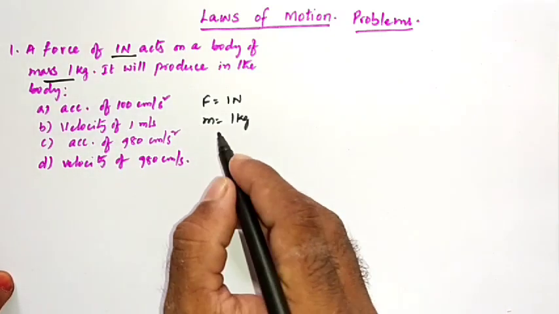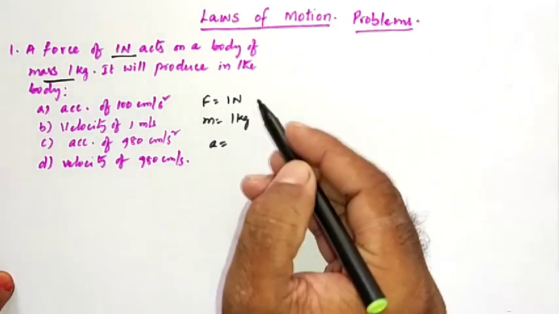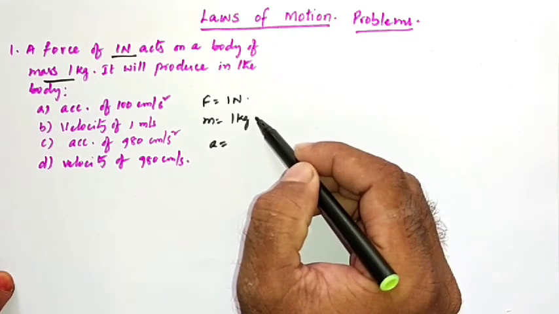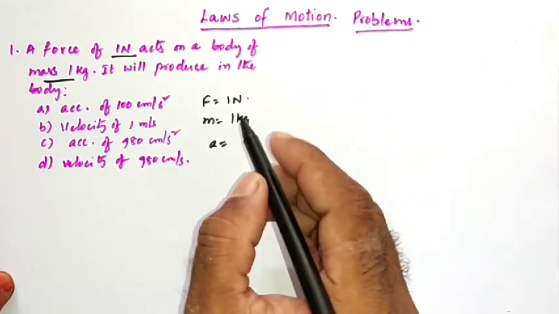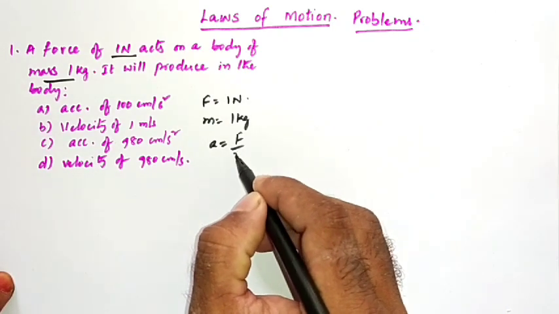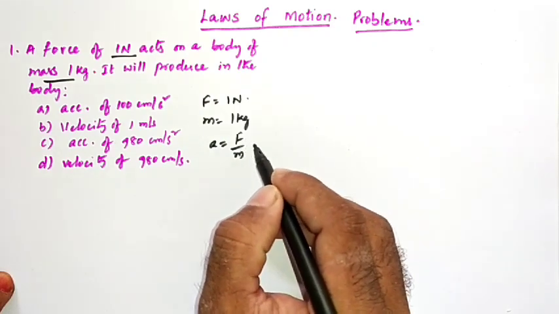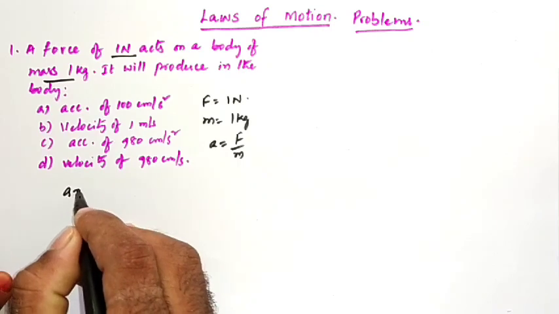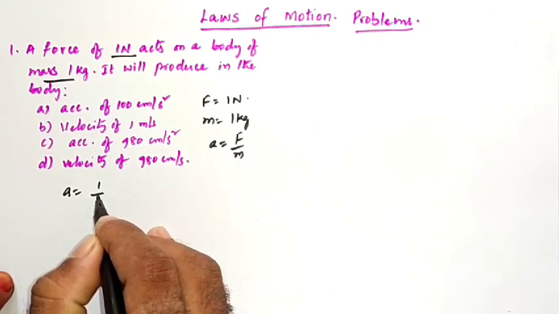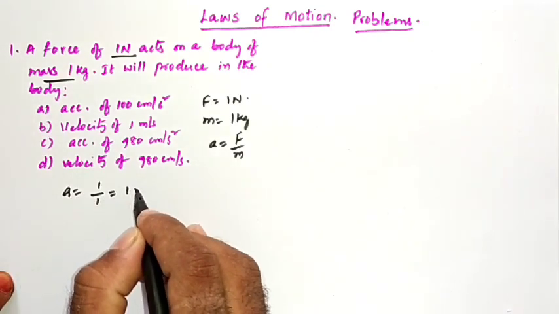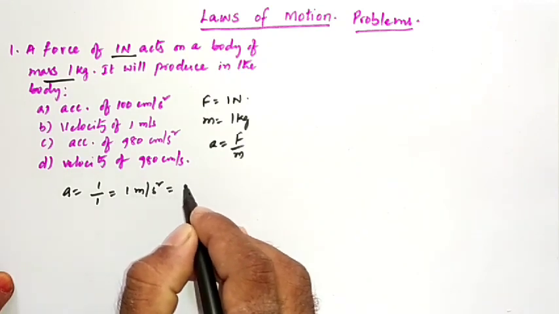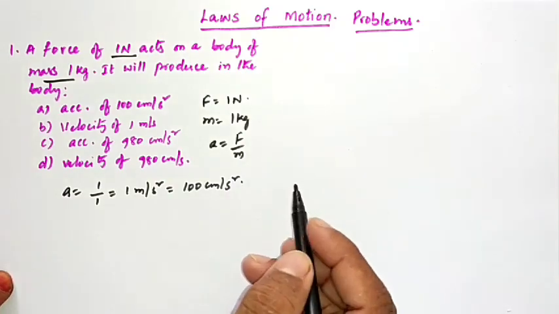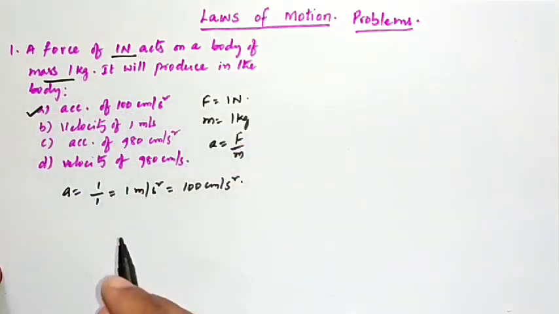Which option is correct? First let us calculate acceleration. See, both are in SI, Newton and kilogram. So both are in SI system, so we need not convert this. Now what is the formula? Acceleration equals F net by M. So here what is the net force acting? Only one force is acting. So acceleration is equal to 1 by 1, that is 1 meter per second square. It can be written as 100 centimeter per second square. Yes, so option A is correct.